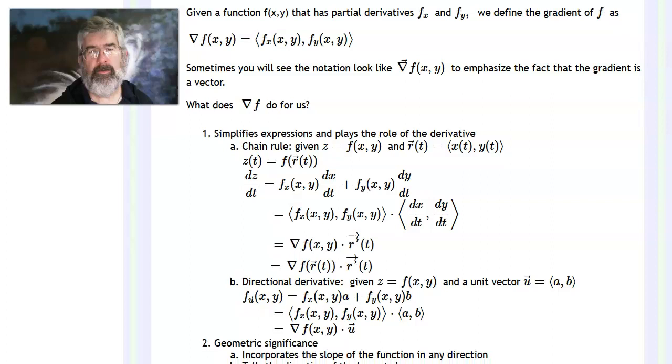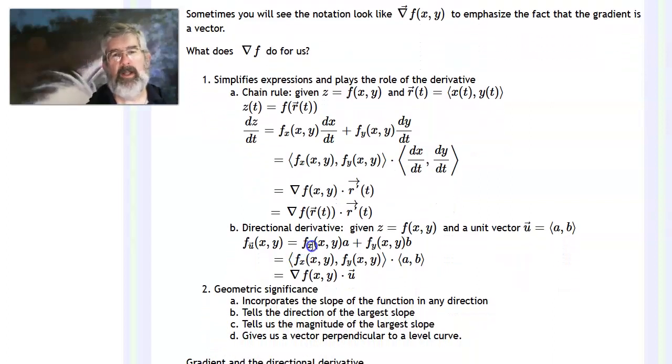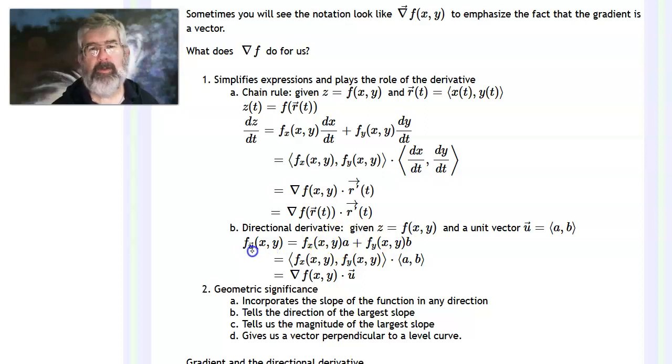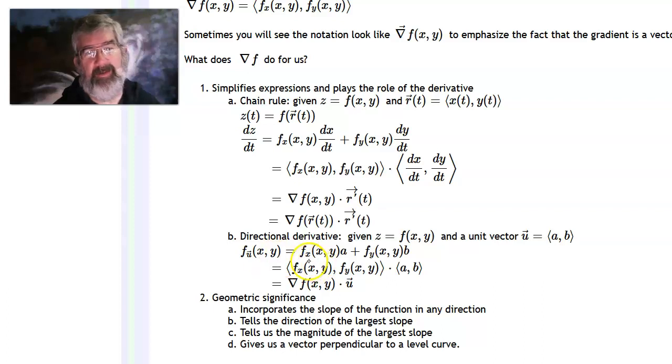How about the directional derivative? I think we looked at this in the last video a little bit. The directional derivative was, by definition, if I'm given a function f of x,y and a unit vector u equals a comma b, then the directional derivative in the direction of u is the partial derivative of f with respect to x times a, the first component of u, plus the partial derivative of f with respect to y times b, which is the y component of the unit vector. We can, and I think we did in the last video, write this as a dot product. The fx and the fy get put here, that's the gradient, dotted with the unit vector. So the directional derivative is the gradient dotted with the unit vector.